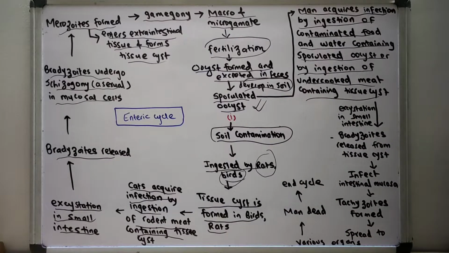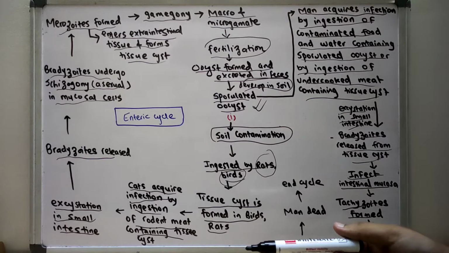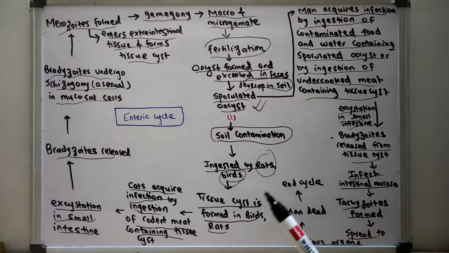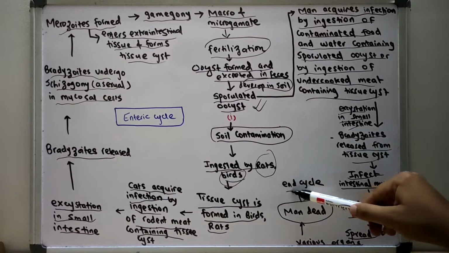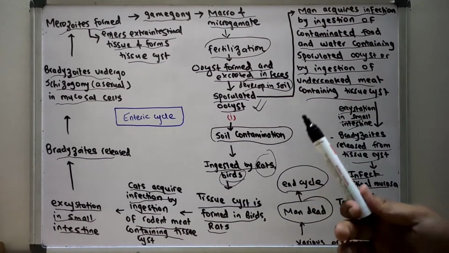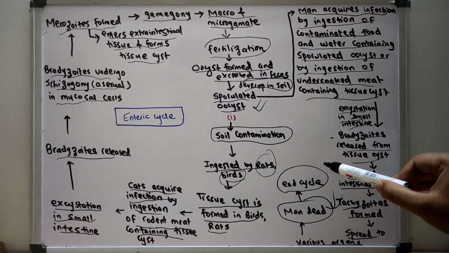What happens is that those tissue cysts go inside our small intestine, and there is excystation in the small intestine. The bradyzoites are released from the tissue cysts, and they infect the intestinal mucosa. The tachyzoites are formed and they spread to various vital organs like our brain, our heart, and various other vital organs, and we die from the infection, and there is the end of the life cycle if we, human beings or other mammals, acquire the infection, because we are intermediate hosts.